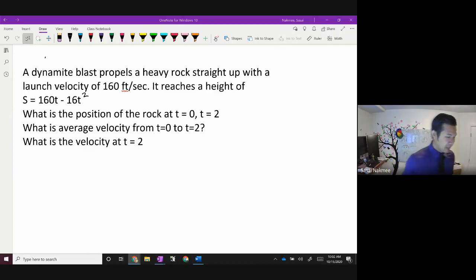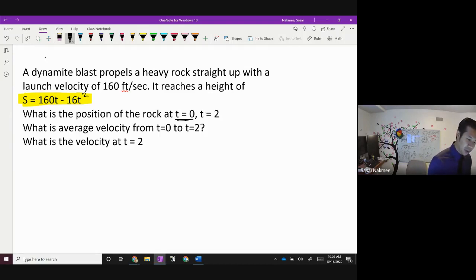And we're going to work on this one piece at a time, right? The first question up is, what is the position of the rock at t equal to 0 and at t equal to 2? So this right here is the position function. I know it just says s, but it's technically s of t because the variable we're dealing with is t, right? So what's the position of the rock at t equal to 0? I'm going to do that one, and then I want you guys to try the one for 2.